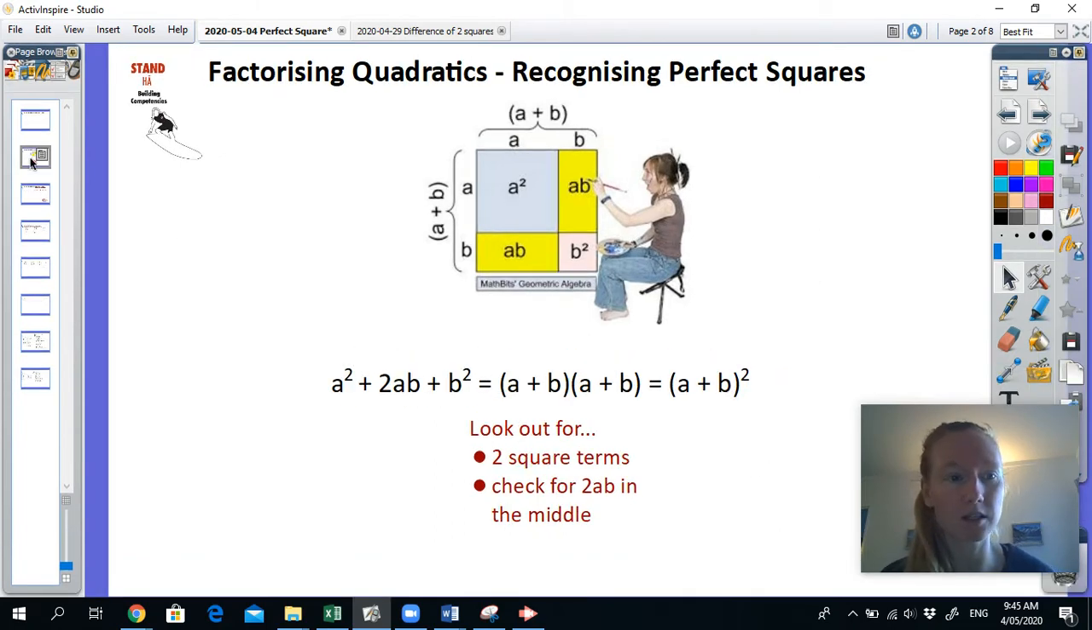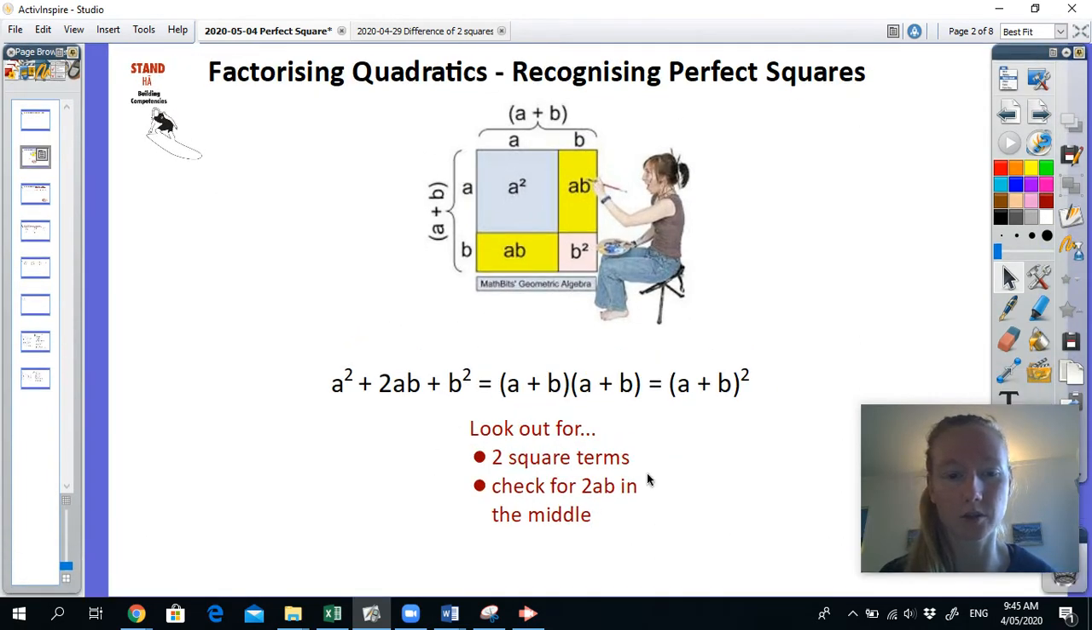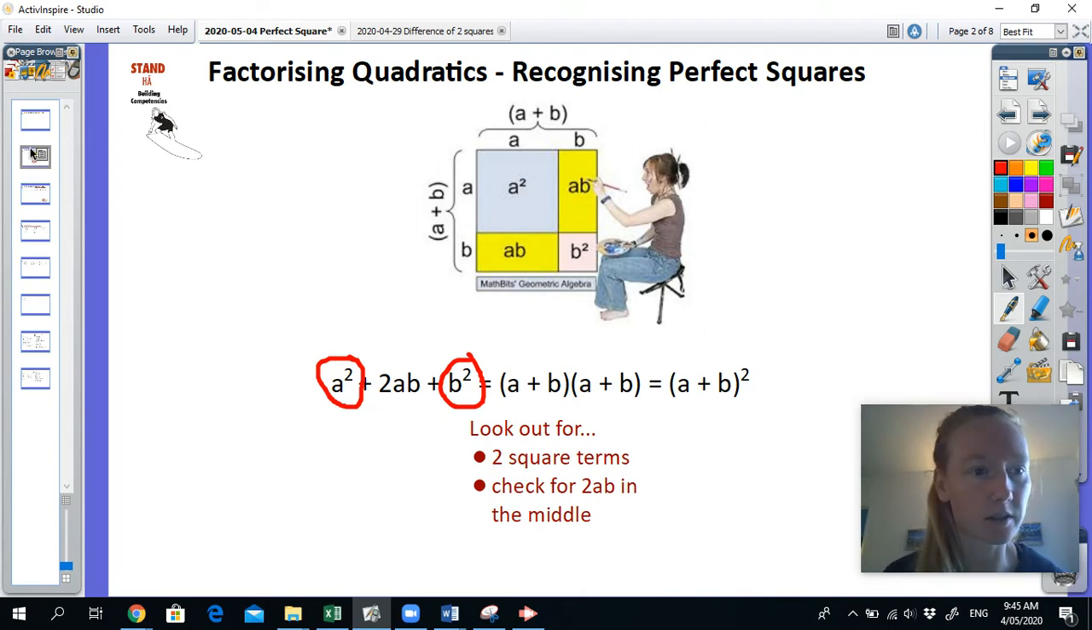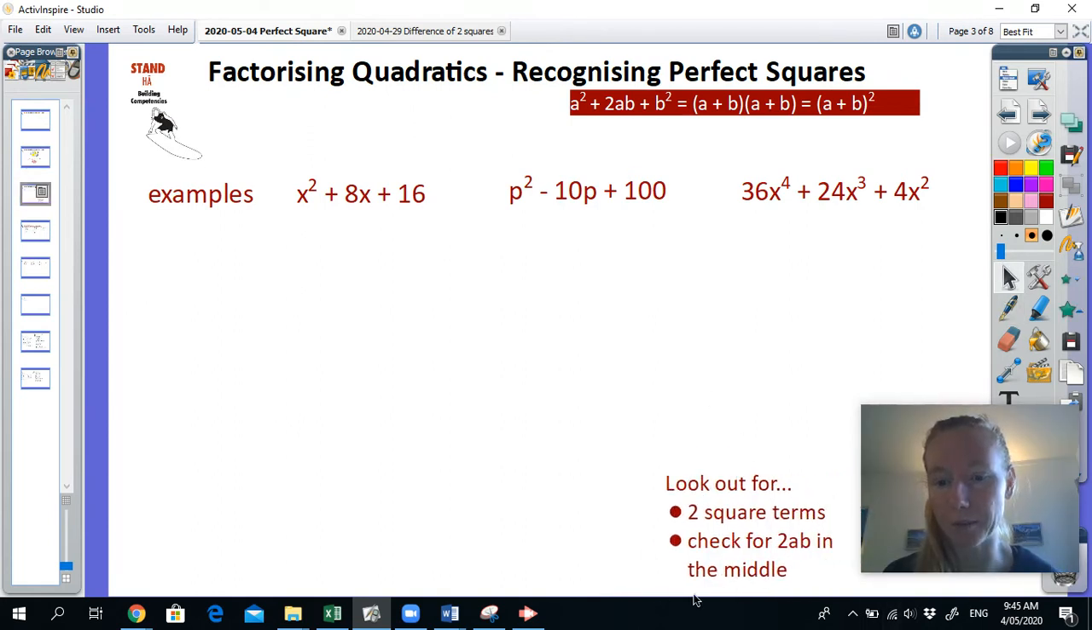Okay. To help us recognize a perfect square, just like difference of two squares, we are initially looking for two square terms. So those two square terms that we're looking for are going to be our a squared and our b squared. Okay. But to check that it is a perfect square, we need to check for 2ab in the middle. So we'll do that as we go through, and if we get 2ab in the middle, then we know we have a perfect square, and quite quickly we can just factorize it nicely. So some examples. Remember, that's always what we're looking for.